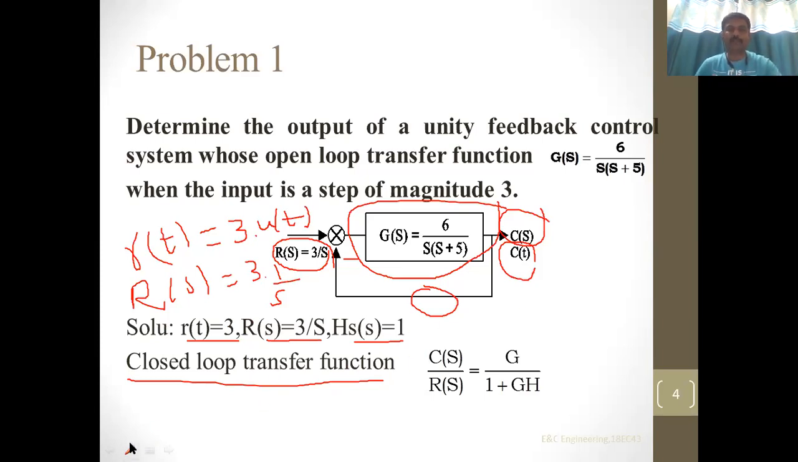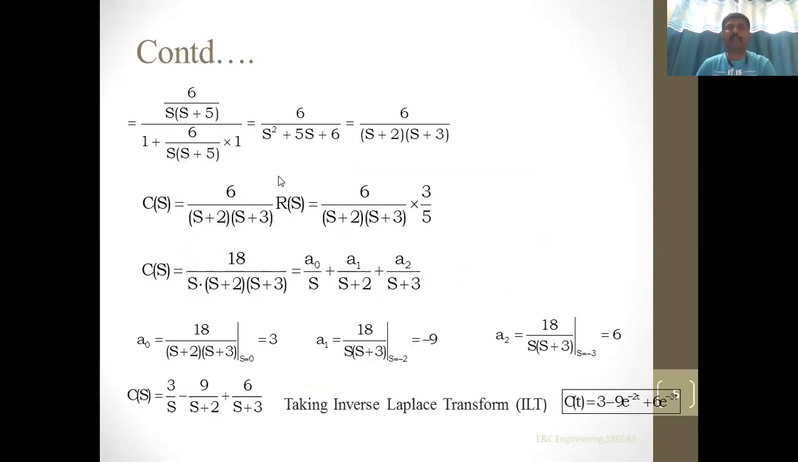Now, from the problem, it is very clear G of S is available. H of S is also available. What is H of S? H of S is equal to 1. Why? Because this is unity feedback. Now, let me substitute these available terms as given. It becomes G of S over 1 plus G of S into H of S, where this 1 is H of S.